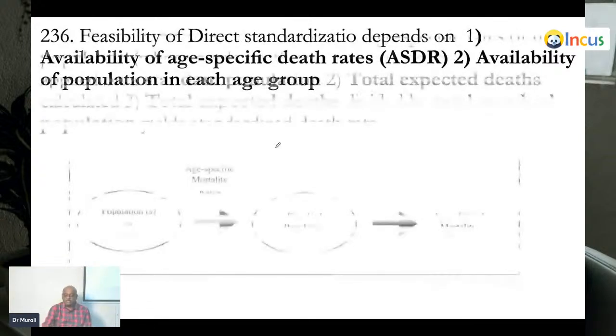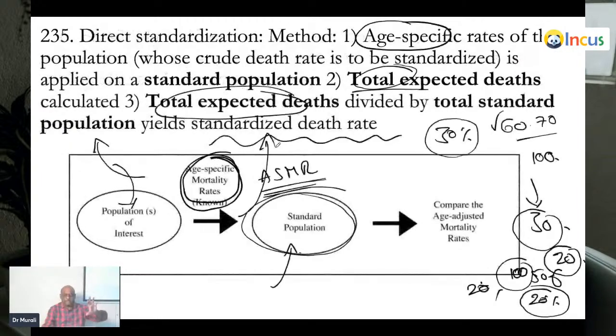So what you are doing in direct standardization, you are taking the population of interest, right? Population of interest. You are applying age-specific mortality rates, which are known in that population. And by that, you are getting total expected deaths divided by the total standard population, which will give you the standardized death rate.